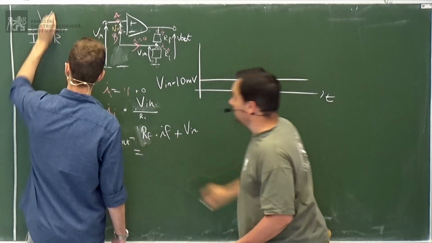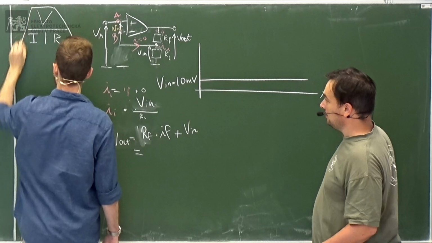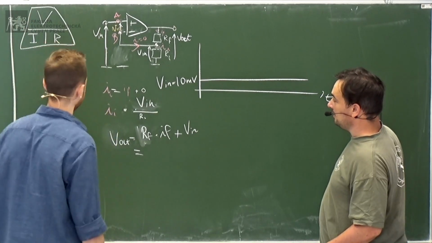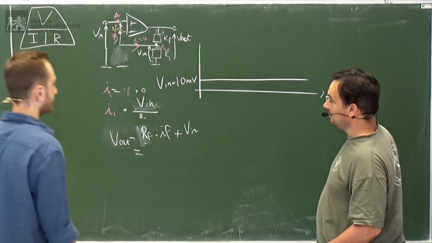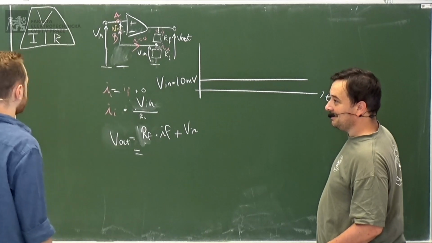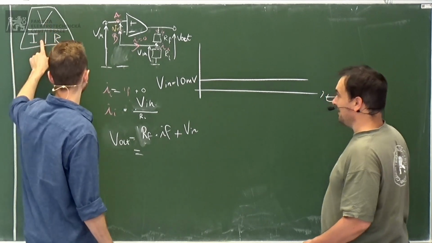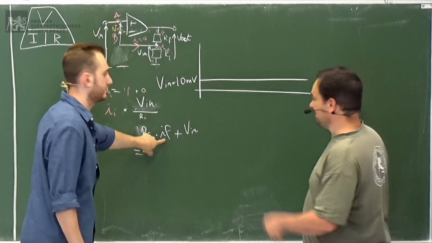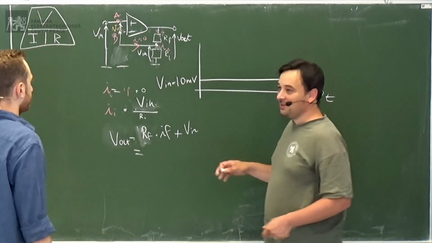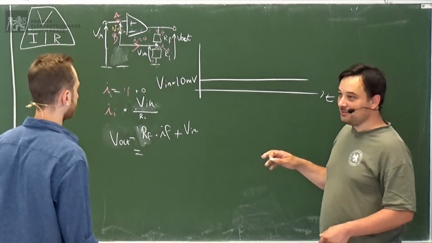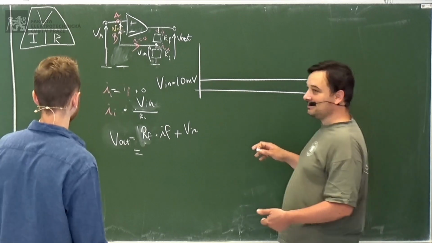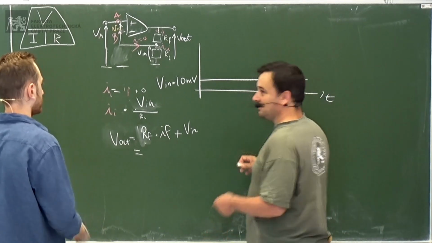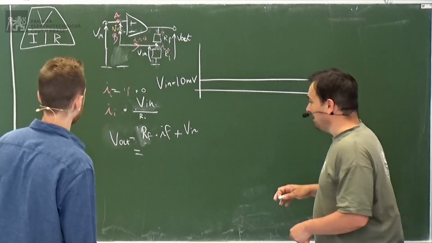What is that? It's V I R. It's just to show that a voltage is I times R. It's a mnemonic way to remember Ohm's law. You can remember many equations like that because it's always in a triangular form.